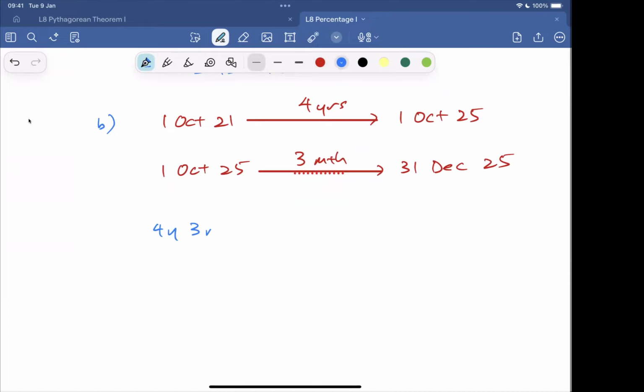4 years and 3 months is equal to how many years? When you talk about 3 months, how many years is 3 months? Do you know how to calculate that? No. Can you tell me how many months are there in 1 year? 12. So what is 3 months out of 12 months?